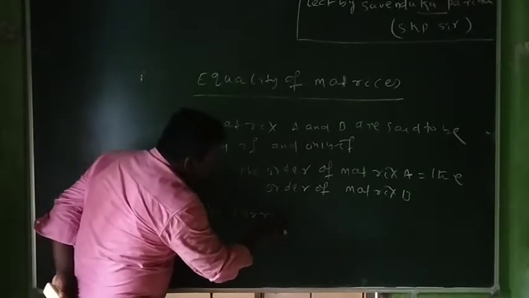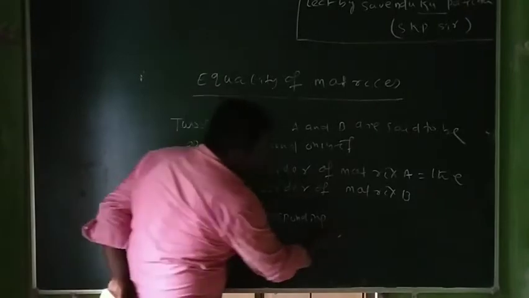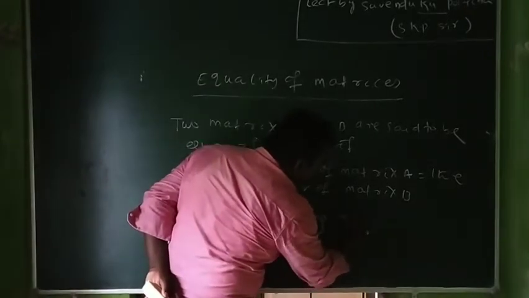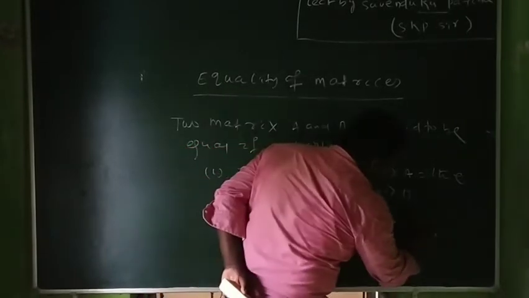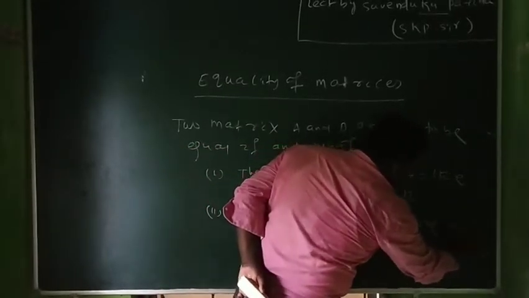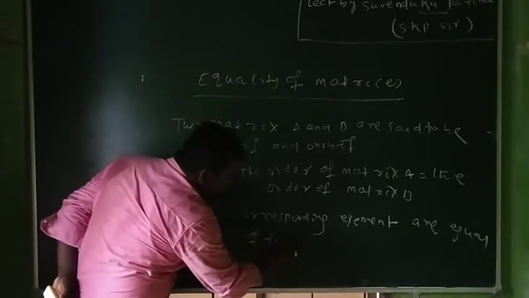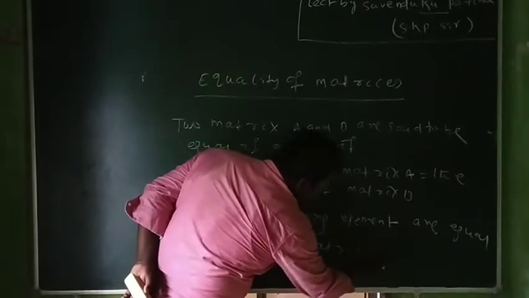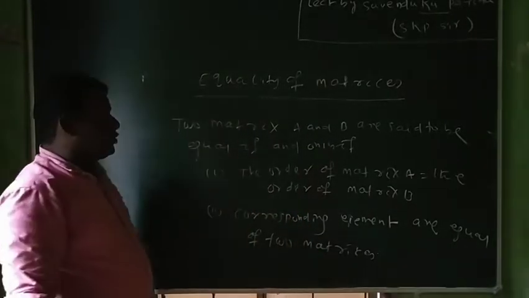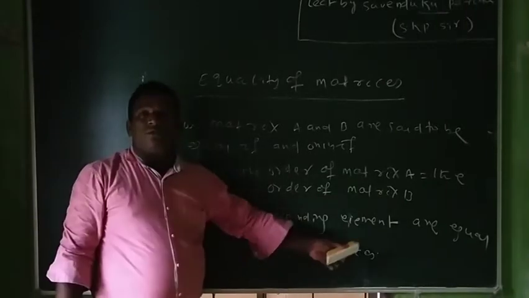Corresponding elements are equal of two matrices. Corresponding elements are equal of two matrices.